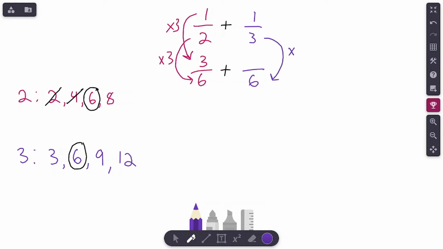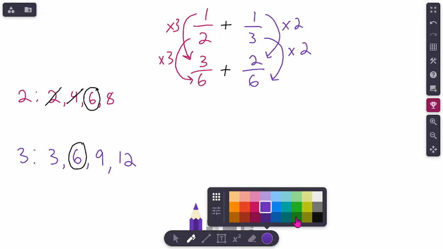3 times what will give you 6? Again, use your cheat sheet down here. Multiples, count them. 1, 2. 3 times 2 gives us 6. If I multiply the denominator by 2, I've got to do the same thing to the numerator. 1 times 2 is 2.